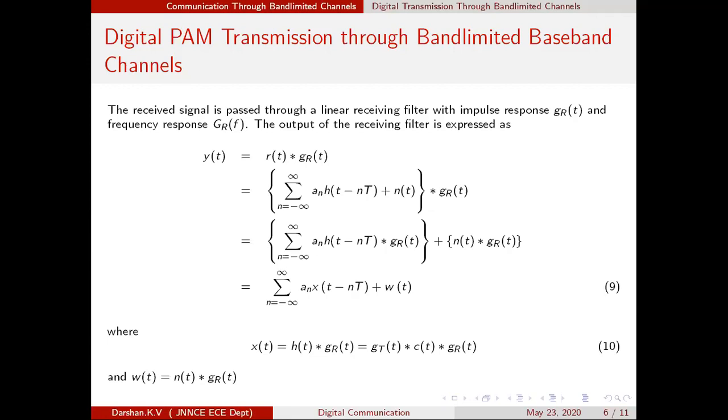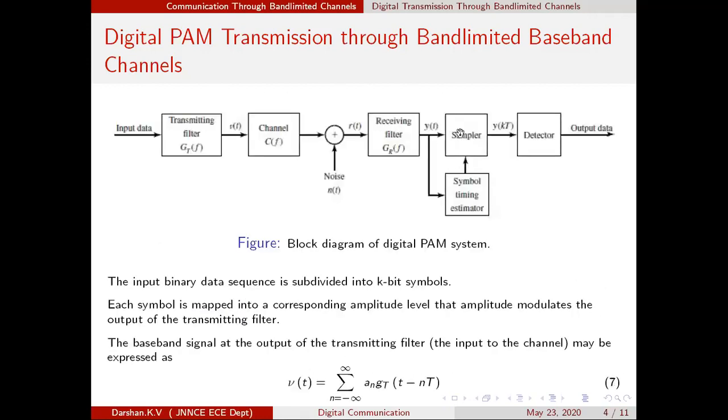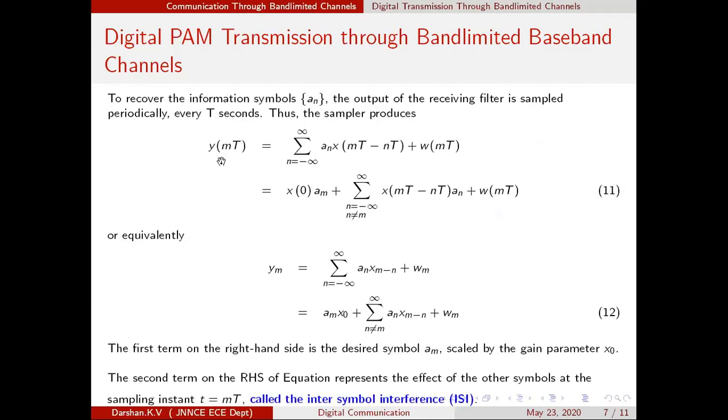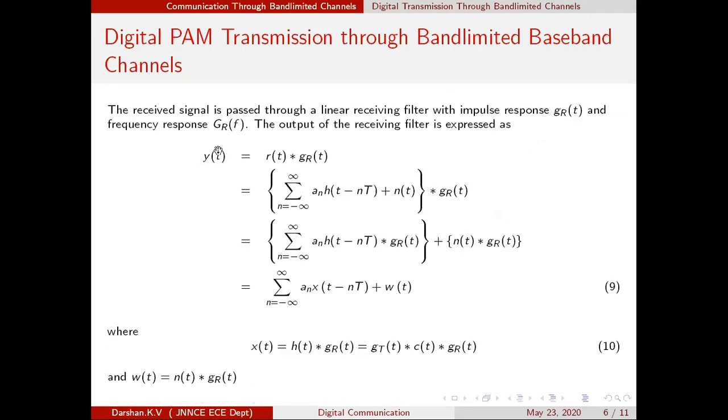So therefore, the next expression would be the sampled output, which we are going to write. So y of t, that is the output of the receiving filter, would be sampled. Why? Because as per this block diagram, y of t is being sampled. So now we are going to write the expression for the sampled value of y of t.